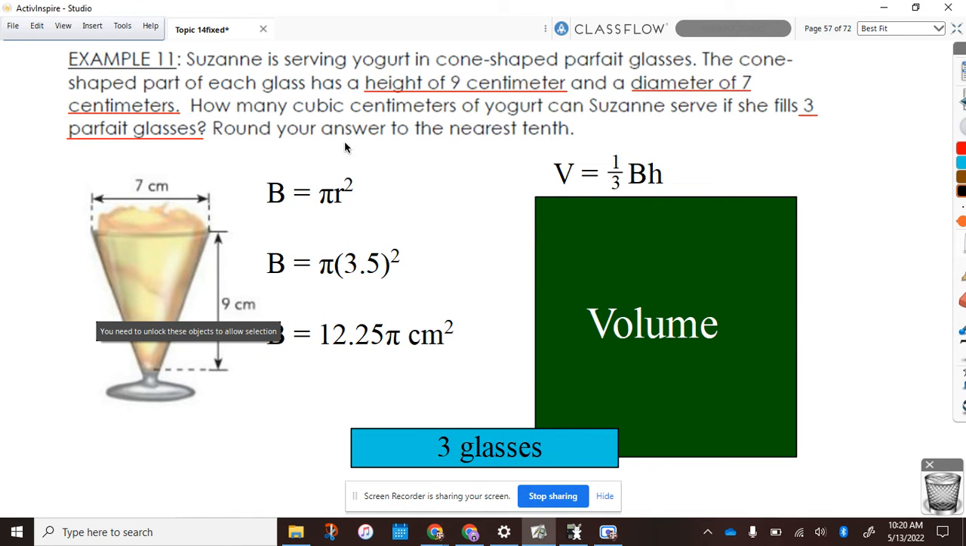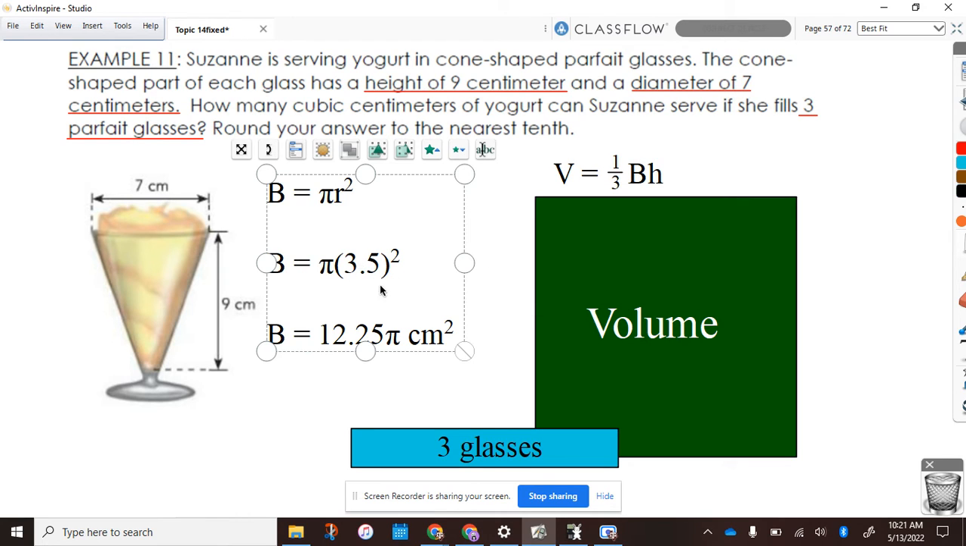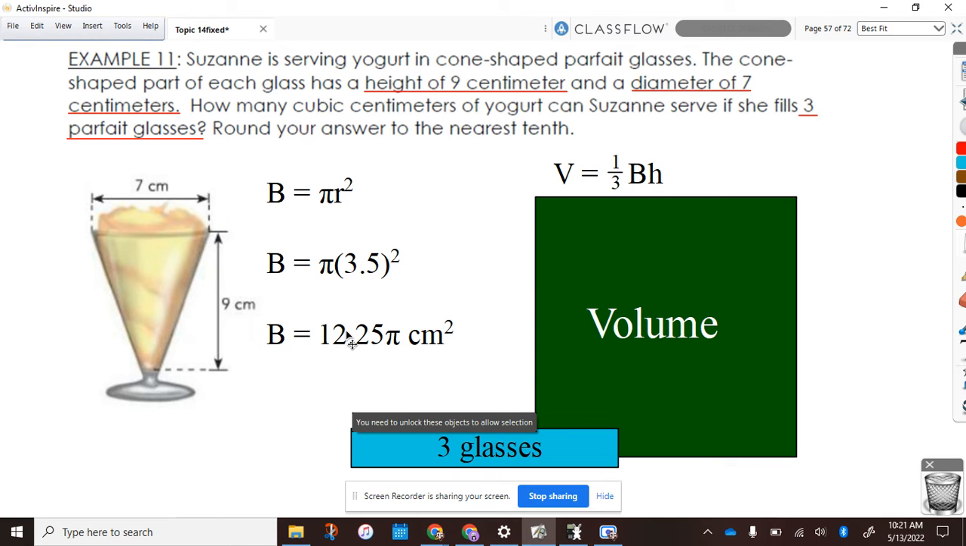All right, so the capital B that we're going to plug into all has to do with the information that it gave us. Take a look at this. They tried to trick us. They gave us a diameter instead of a radius. So we have to recognize that if the diameter is 7, that means the radius down here is going to be 3.5. So our capital B is 12.25.